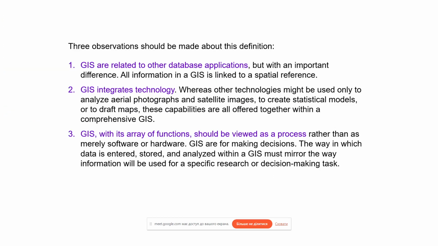So, the third observation is that GIS with its array of functions should be viewed as a process. It helps us to make decisions. The way in which data is entered, stored, and analyzed within a GIS must mirror the way information will be used for a specific research or decision-making task. So we should speak about data domain.